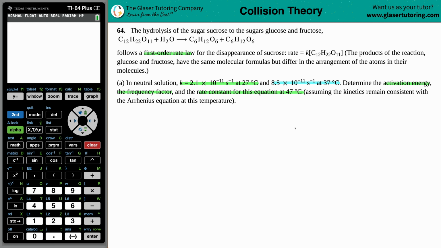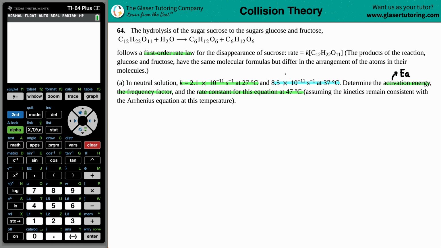Oh boy. Okay. A lot of stuff going on. We need to solve for three things for letter A: activation energy, frequency factor, and a new rate constant. But we got this. We'll take one step at a time. Now, the first thing is we want to find that activation energy. Now, activation energy is always an Ea value. So I say to myself, how am I going to get an activation energy from rate constant values and temperatures?